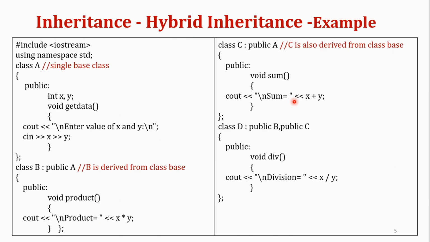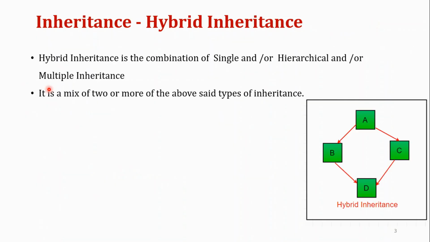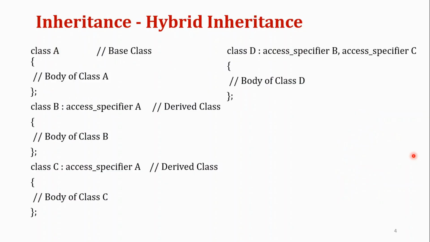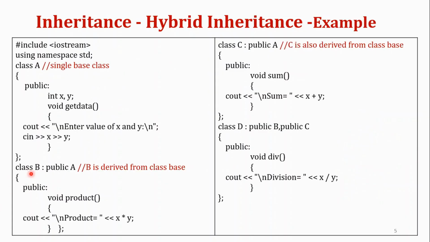Now the same example with simple member functions and member data. Class A is a single base class. It has member data x and y and a getdata member function, which reads x and y from the terminal. End of the class, so class A is over. Class A is inherited to B and C. Class B inherits class A in public mode. Similarly, class C colon public A.